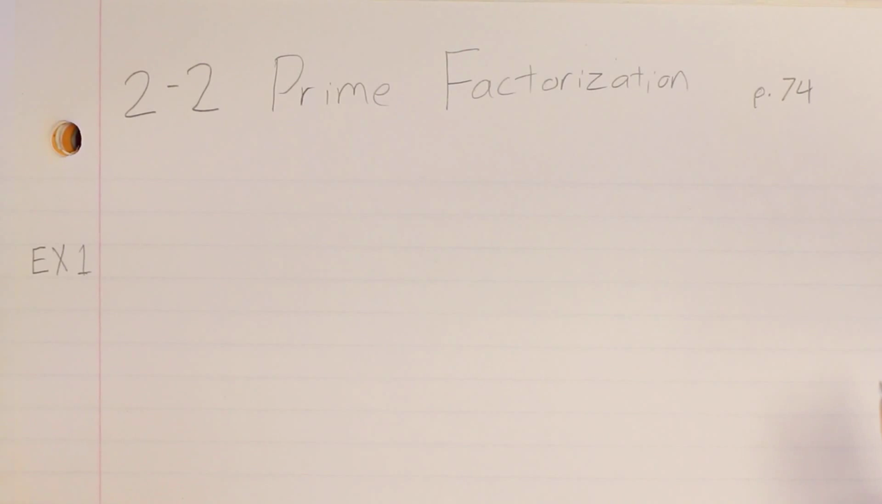We're going over section 2.2, prime factorization, and it is found on page 74. Alright, let's get started. This section can be very different. It involves a lot of different topics, or a lot of different types of math, so you need to pay close attention and make sure you take good notes. If you don't understand anything, once again, put a question mark by it so you'll remember what you don't understand and you can ask an intelligent question in class.